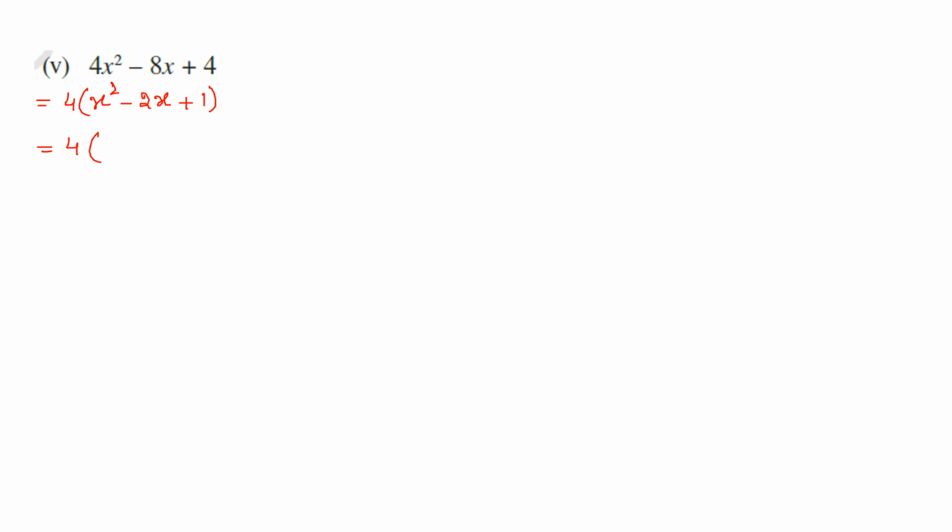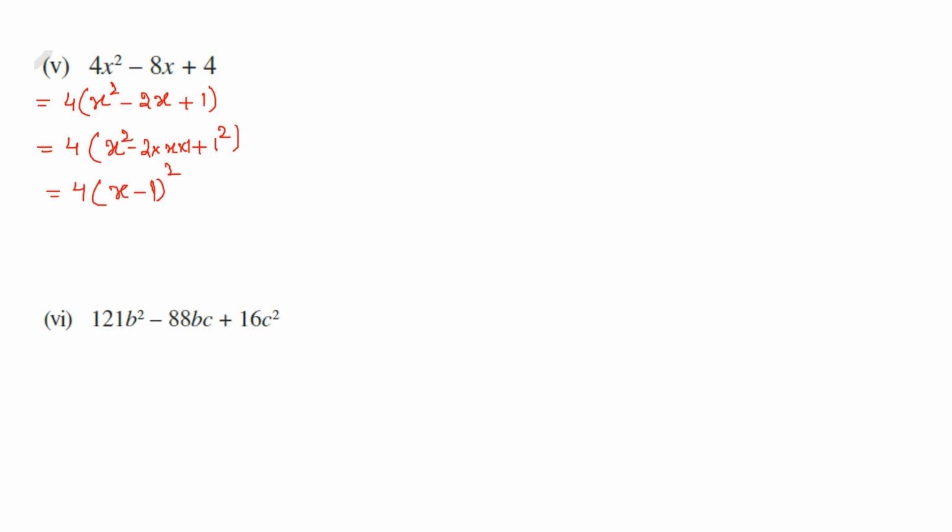Now 1 I can write it as 1 square, right? 1 square will give me 1. Now this is also in the form of 2 into a into b, because 2 into x into 1. So this I can write it as 4 into x minus 1 whole square. I have used the identity a minus b whole square.